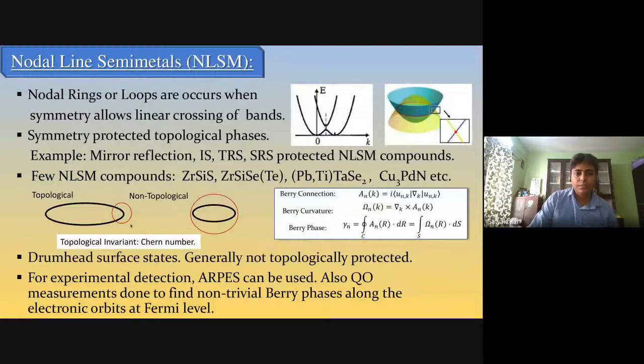So there are a lot of things here. Let me just simplify and then say a few things. So this is my typical nodal line semimetal. The two bands are crossing linearly, and the linear crossing is along a closed line in the Brillouin zone. Now the question is why it does that. Now take a look at this picture. This is a picture we all know in the free electron theory. We have seen these pictures.